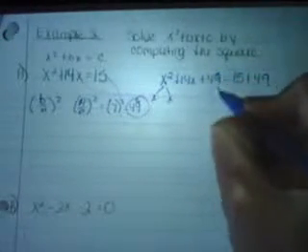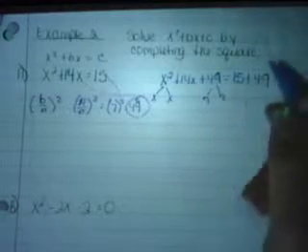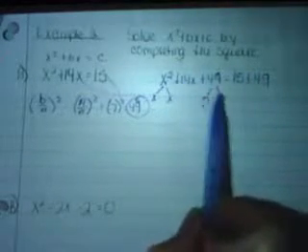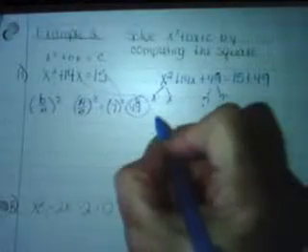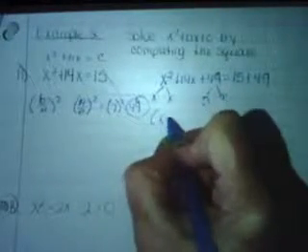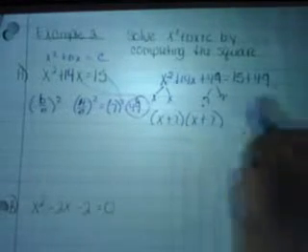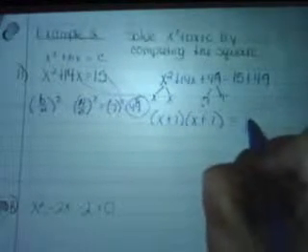What are our factors of 49? It's a perfect square. I have 7 times 7. When I add them together, I want it to be positive, so both signs have to be positive. So this is going to factor to be x plus 7 times x plus 7 equals 64.